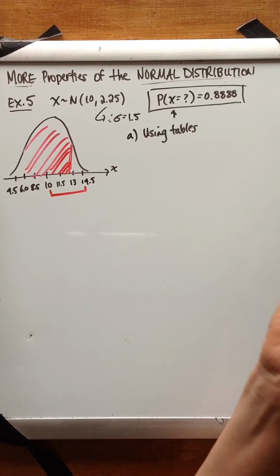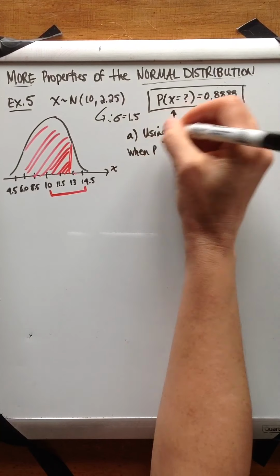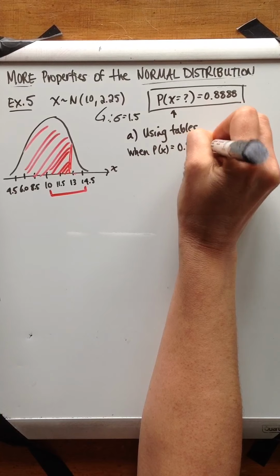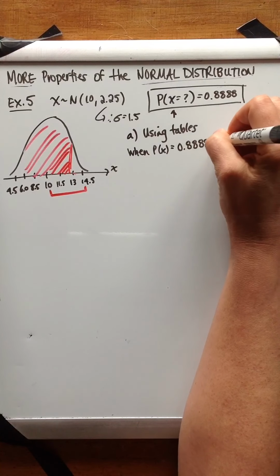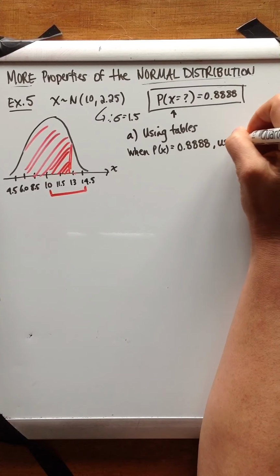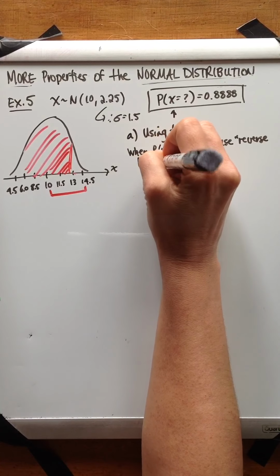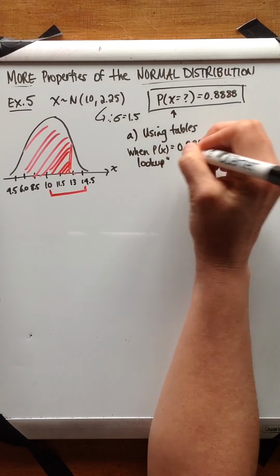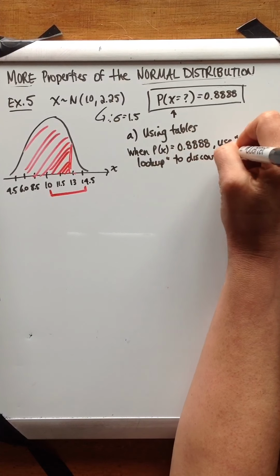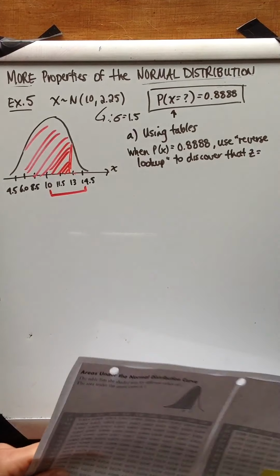This is similar. What we're going to do is look for a probability of 0.8888 somewhere on this table, and use reverse lookup to see what its Z value would be. I'm actually going to put the words reverse lookup in your notes so you know what I mean by that. To discover that, Z equals. All right, so let's try this.